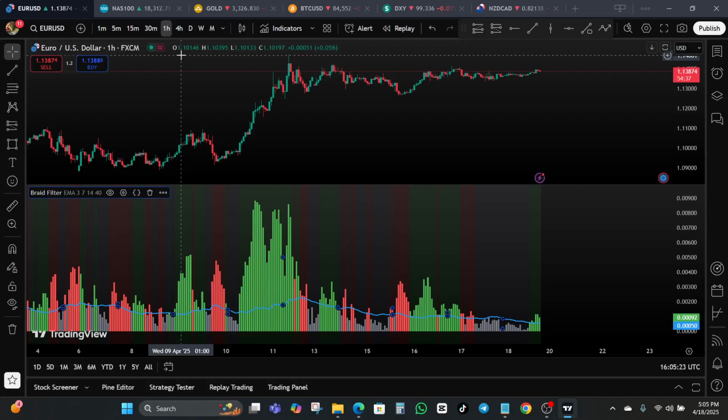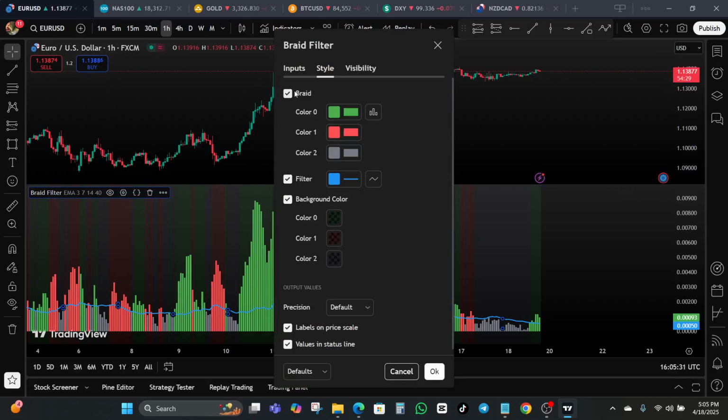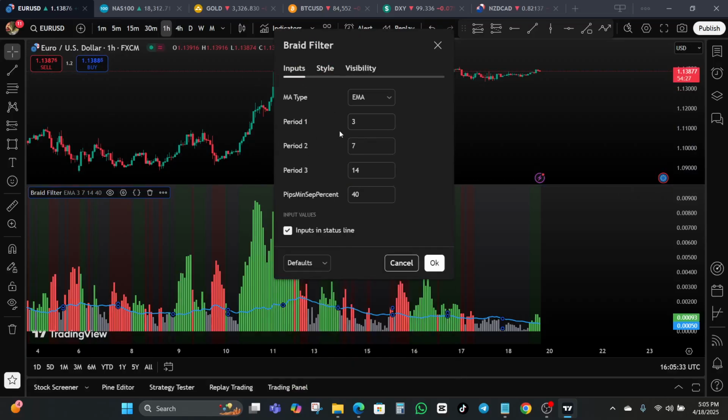Now, with respect to signal sensitivity, remember that the period settings affect the sensitivity of an indicator.